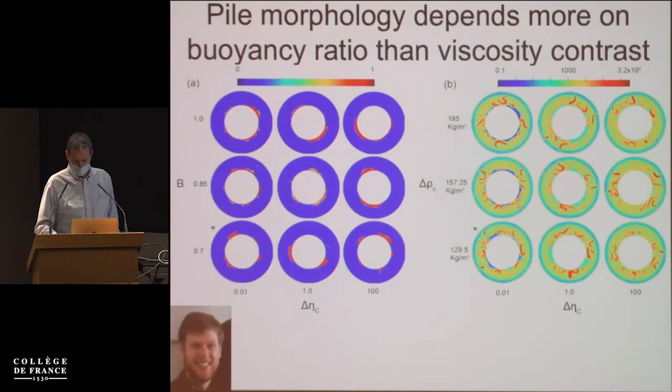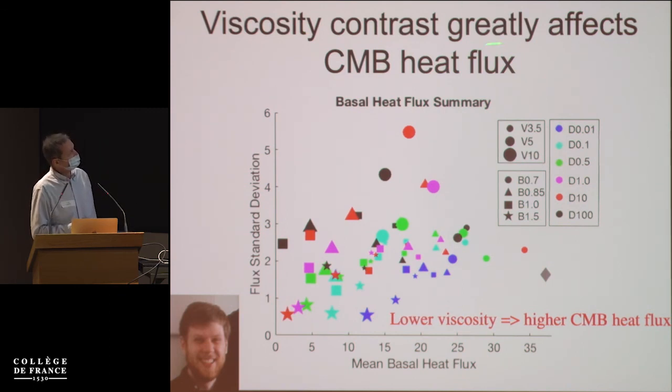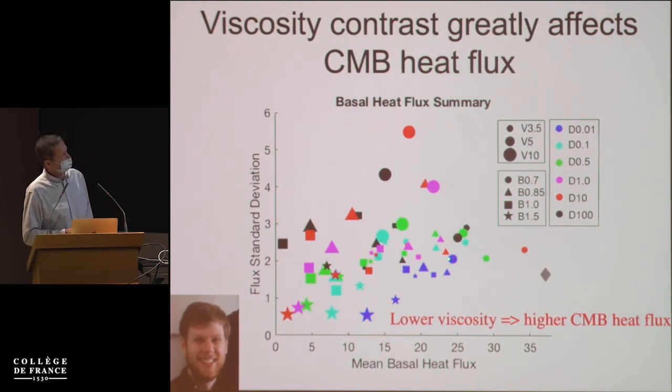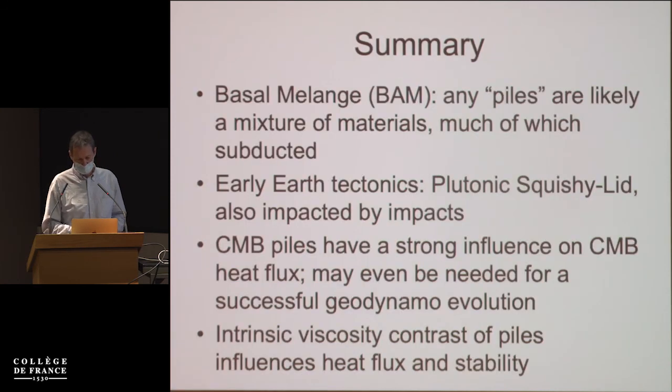So I'll just make the final point that this viscosity contrast also has a substantial influence on the core mantle boundary heat flux. Now, this is a busy graph that shows the influence of three different parameters, but focus on the colors, which show the viscosity contrast. And this is basal heat flux. The blue points, these are the ones with the low viscosity dense material, have the higher CMB heat flux. So this is important for the evolution of the core, for the long-term evolution of the Earth.